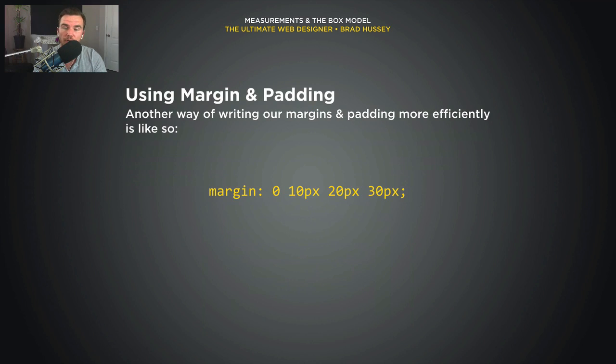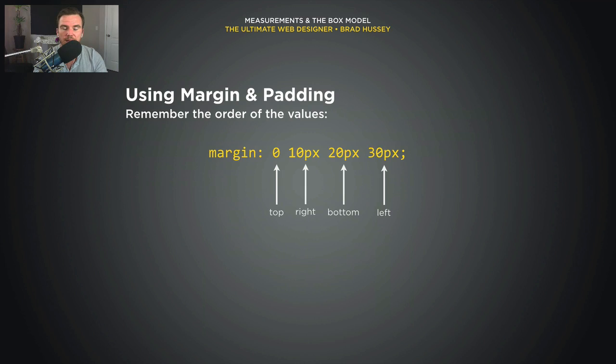Another way of writing our margins and padding more efficiently is like so. Margin 0, 10, 20, and 30 pixels. Just remember the order of the values. This is always the case when you're talking about margin and padding or the box model. So the first value is top, and then right, and then bottom, and then left. Essentially, you could think of it as going clockwise.